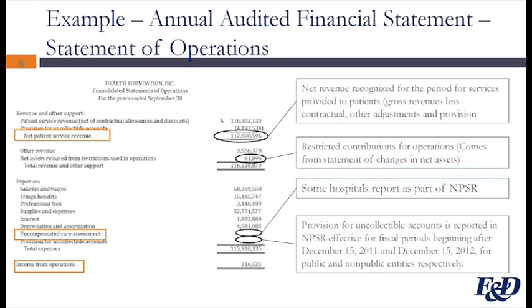Now, one unique thing to a healthcare entity is that there are 3 operating indicators. So the first operating indicator is your income from operations. Your income from operations is exactly what it sounds like, what the operations have provided or taken from the organization in terms of income or loss. So it's your operating revenues less your operating expenses gets you to your income from operations.